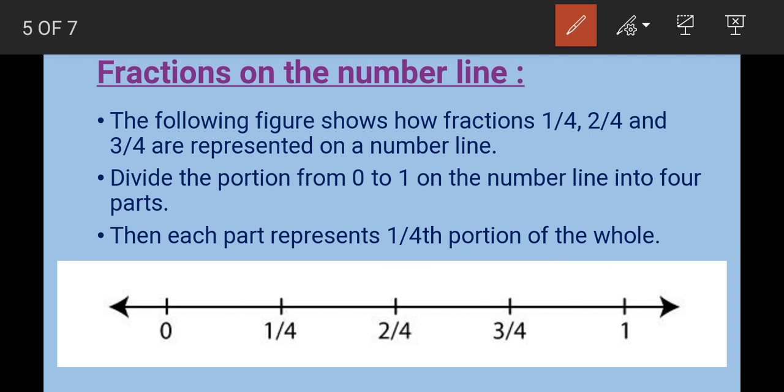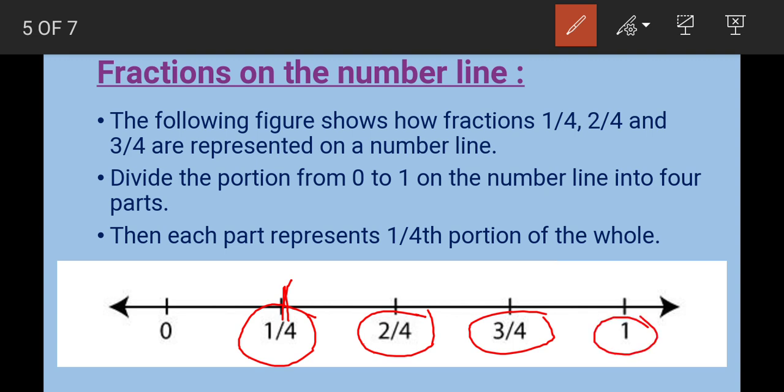So first cut, okay, here the first point represents 1 by 4th. Second point, that is 1 by 4 plus 1 by 4, it is 2 by 4. Then the third one, 2 by 4 plus 1 by 4, it is 3 by 4. Next one is 3 by 4 plus 1 by 4, it is 4 by 4. 4 by 4 cancels, it becomes 1. Okay, so this is the representation of the fractions 1 by 4, 2 by 4 and 3 by 4 on the number line.